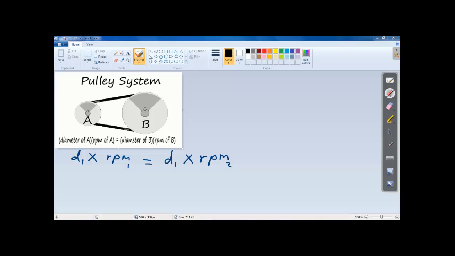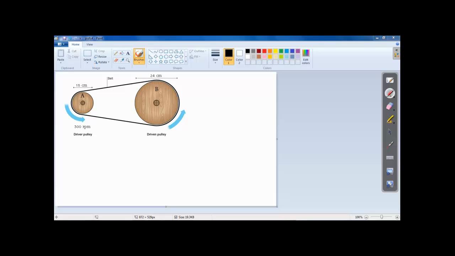Let us see an example. Looking at the picture in front of you, you can see two pulleys connected together. Pulley A has a diameter of 15 centimeters, so D1 is equal to 15 centimeters, and has a speed of 300 rounds per minute. Pulley B has a diameter of 24 centimeters, and we want to find the speed of the large pulley.